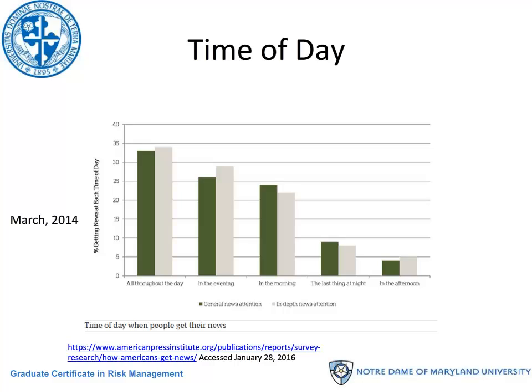Notice also the relative heights of the green bars and the gray bars. People are looking for in-depth news attention in the evening, all throughout the day, and to a certain extent in the afternoon. General news attention is what they seek in the morning and the last thing at night.